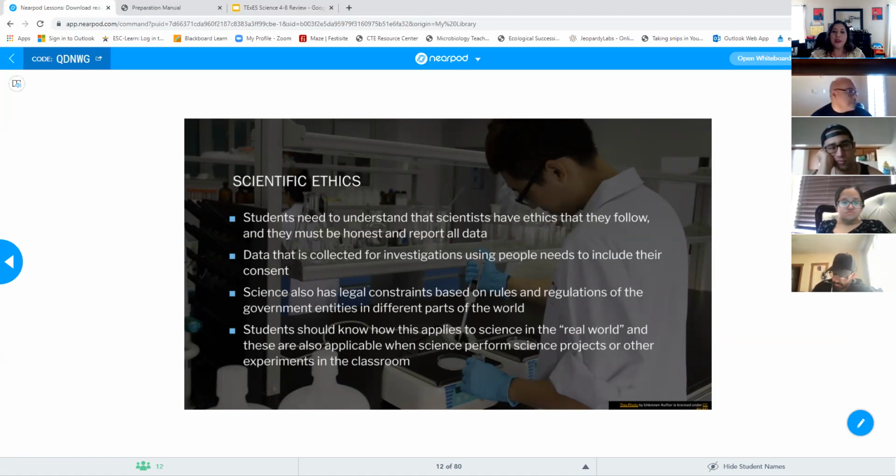And then if we use people to do some sort of investigation, no matter what it is, we have to get their consent, right? It doesn't matter if it's in the real world or if the students are doing a science experiment. A lot of times students are going to have to do science projects, and if students are working with people, they actually do have to get their consent. There are forms that have to be filled out for students to be able to do the experiment and use the data. There are legal constraints based on rules and regulations of government entities in different parts of the world that may also limit the type of experiments that can be done, due to ethics and other reasons. Students should know that in the real world there are rules that we follow, but in the classroom, we're also basically sticking to those rules. Okay, so just in terms of ethics.